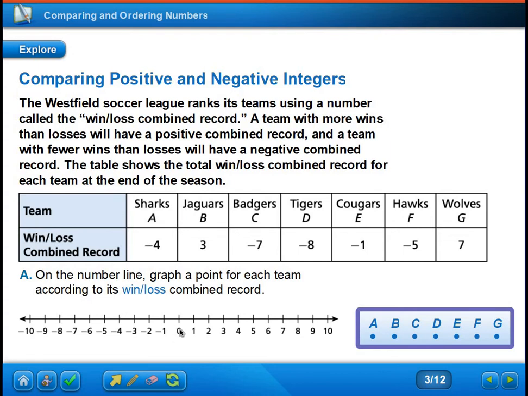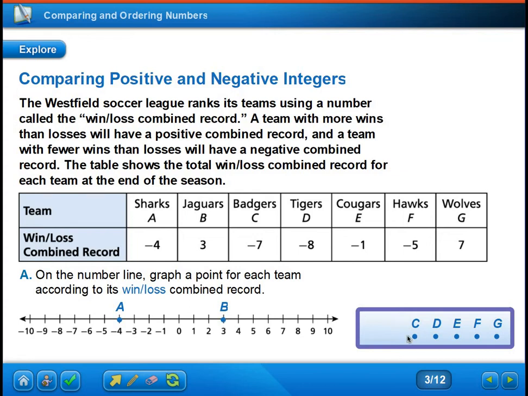-4 tells me that the value is less than 0, so it's going to be to the left of 0, 4 spaces. So 1, 2, 3, 4. Okay, so this again is how we plot the numbers. Here we have the Jaguars, who are team B, and they have 3, so 3 to the right of 0 as their combined record.